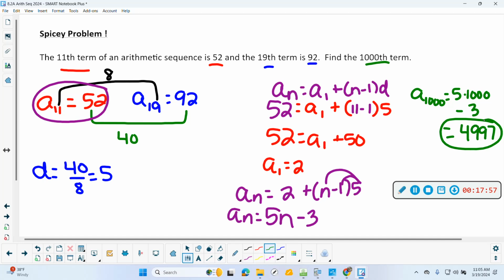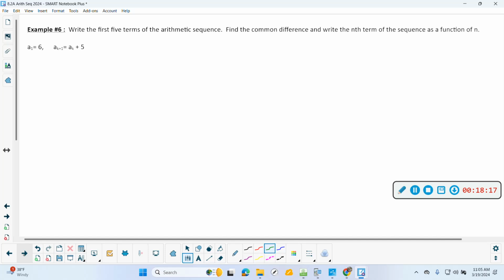The tricky part, or what you have to catch to get the first term, is I just plugged in one of the terms, and you could have done either. The 11th term is 52, or I could have put the 19th term is 92. You will get the same thing. So that's the tricky part, is to plug that term in. Hey, that was a good one. I liked that one.